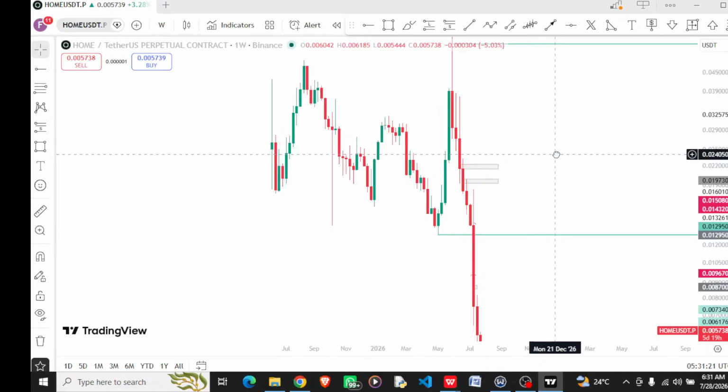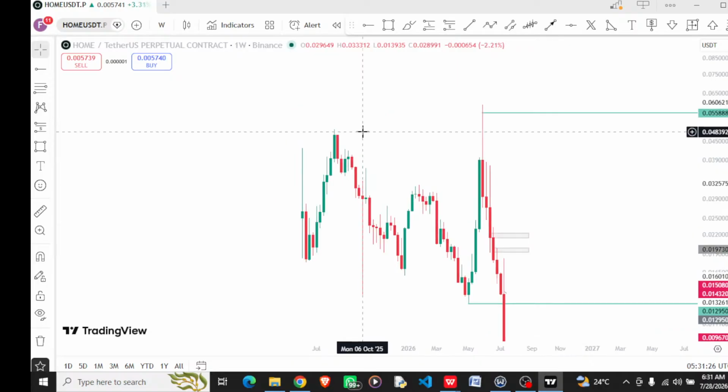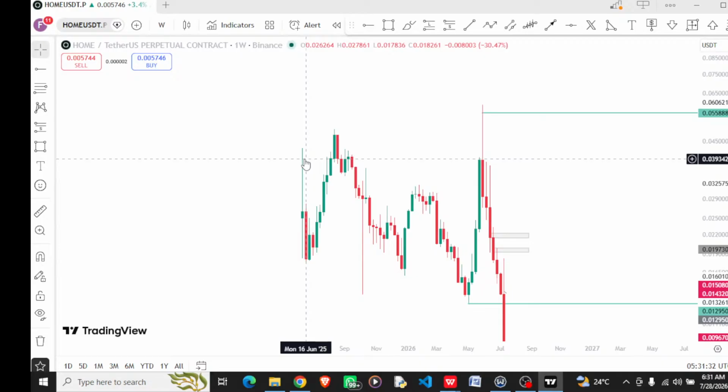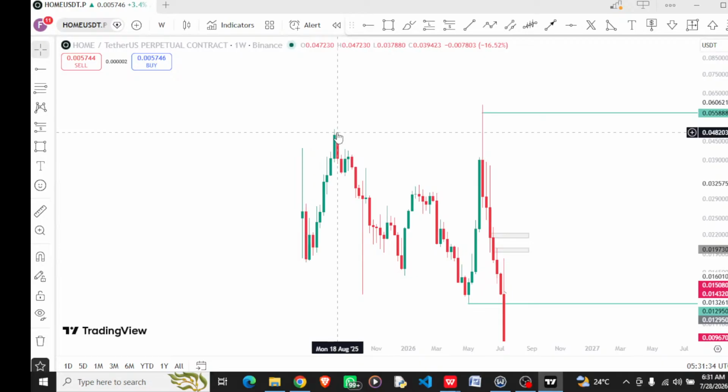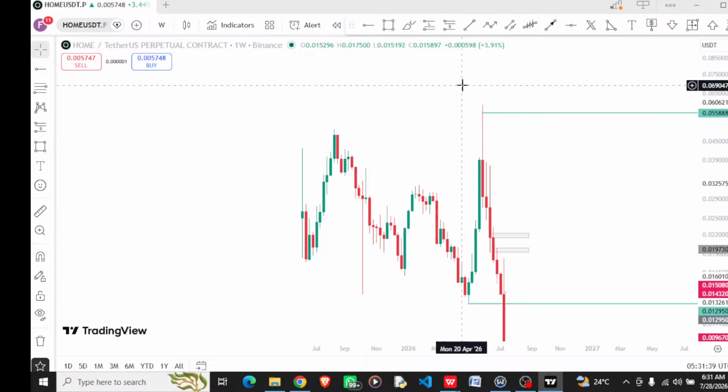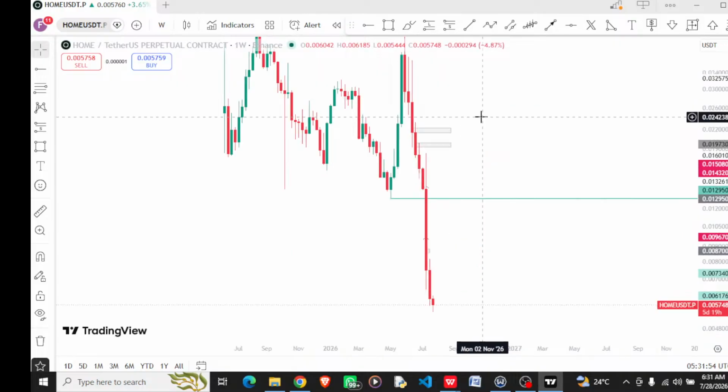So automatically, when it was listed, it made this high, and it dumped from there. Now get back to the high, it made the highest high. After that, it started dropping, and ever since it has been dropping. So now this is the high.